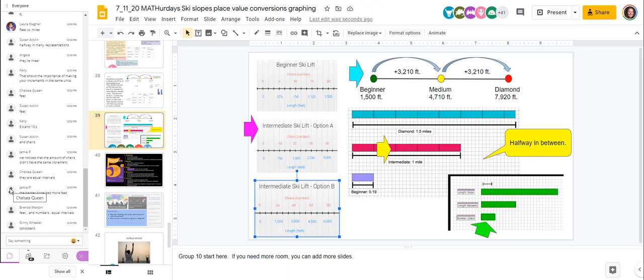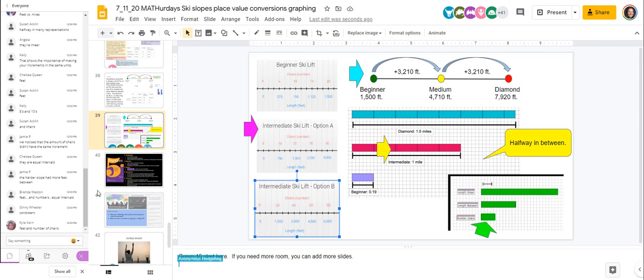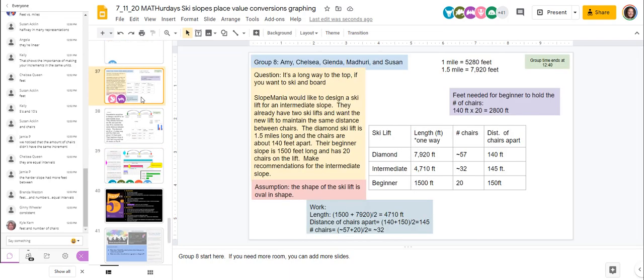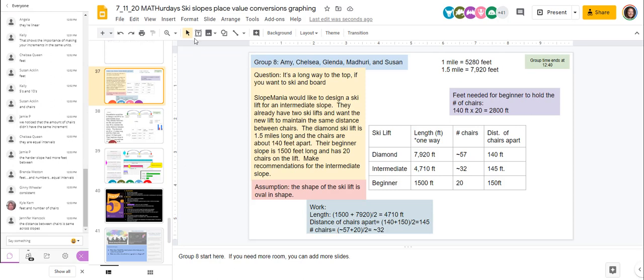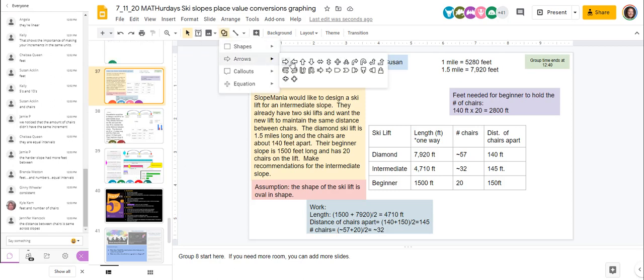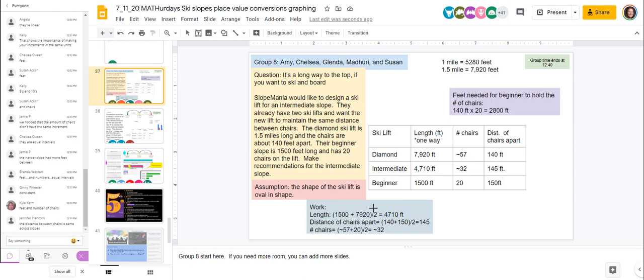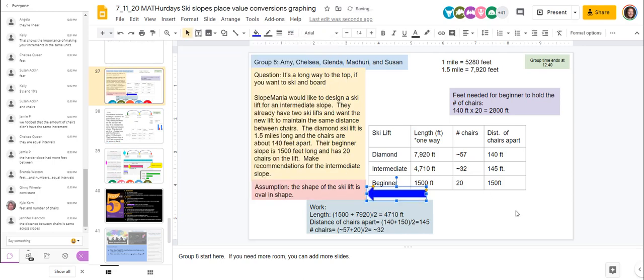There was another group who used prior knowledge to think about this problem differently. And I'd love for group 8 to tell us about the assumption that you made and how that changed the problem for you. If we can all head up to slide 37 for this. Slide 37. Tell us your assumption and how the numbers changed for you.